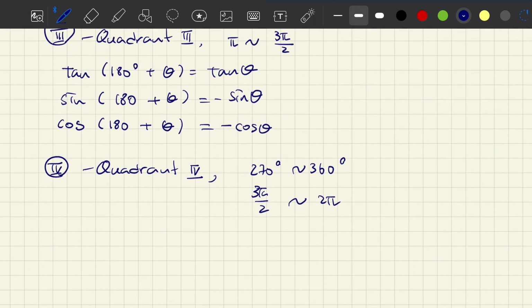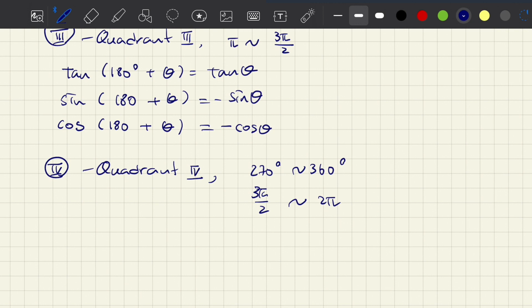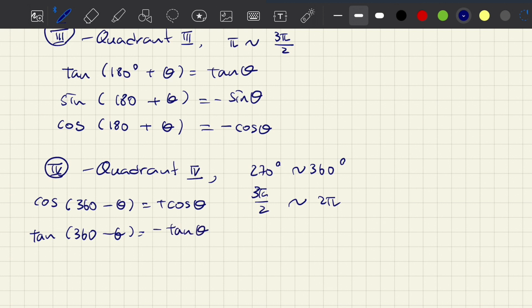So to find the angles between 270 and 360, we have to do cosine of 360 minus theta, and this will give us the positive cosine theta value. And if we do tangent of 360 minus theta, this will give us the negative tangent theta value. And if we do sine of 360 minus theta, this will give us the negative sine theta value. And these are the reduction formulas.